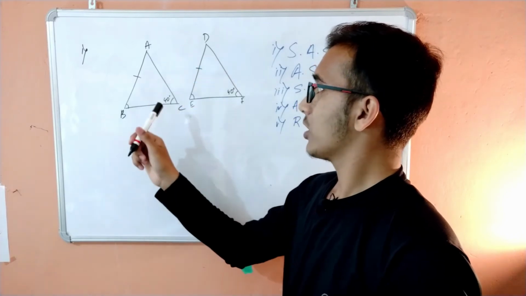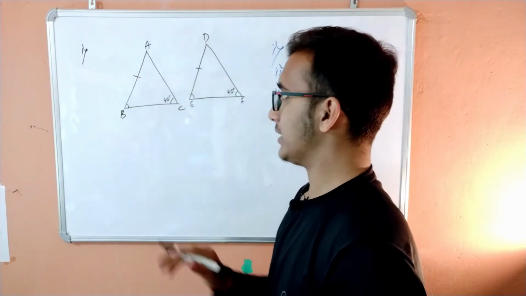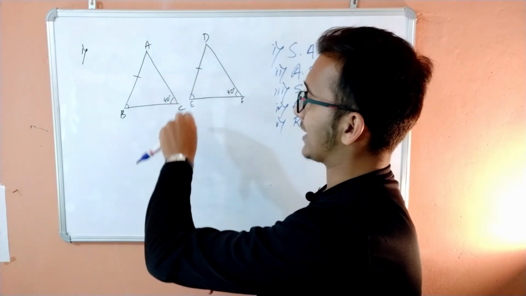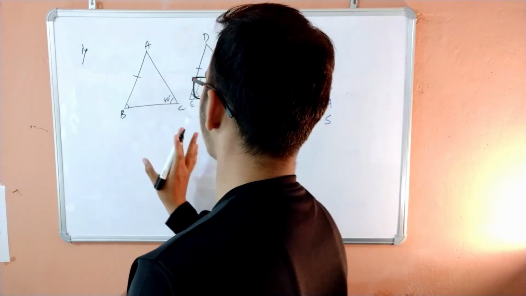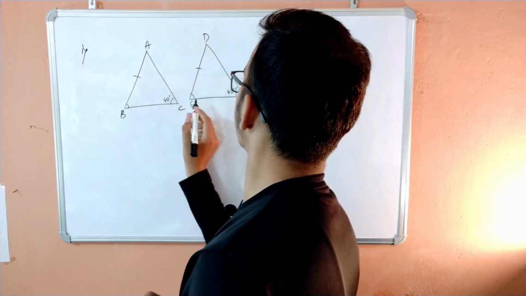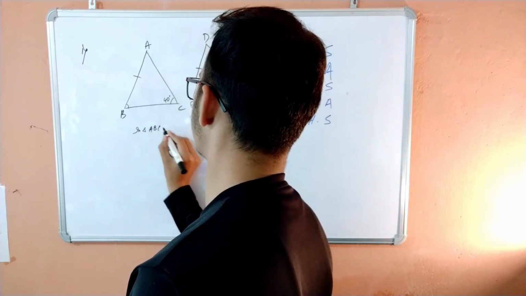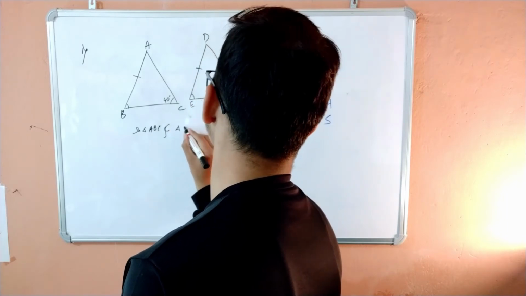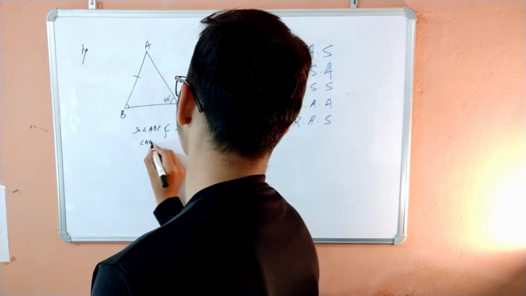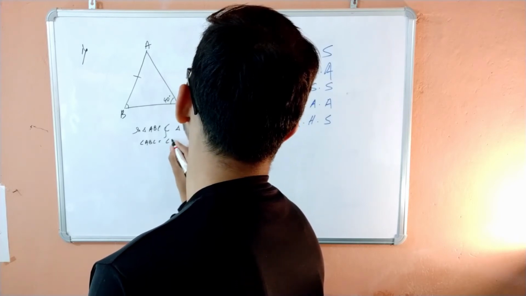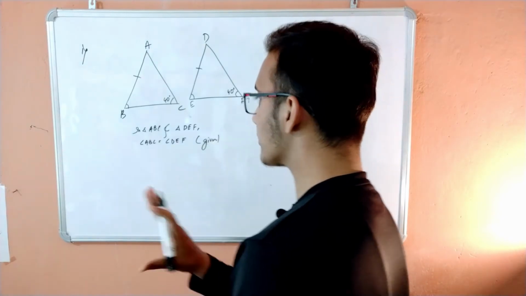In both these triangles, you've been given that AB is equal to DE, angle B is equal to angle E. These two are given, and this angle C is equal to angle F, which is 40 degrees both. So what I am going to write is, first of all, in triangle ABC and triangle DEF, angle ABC equals angle DEF. I'm going to give the reason: given. It will be given in the book.